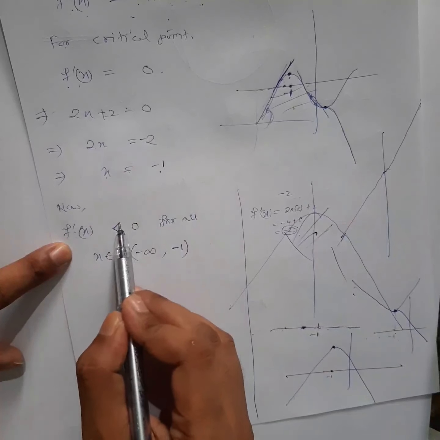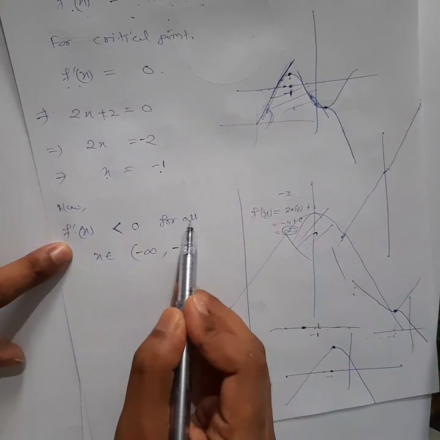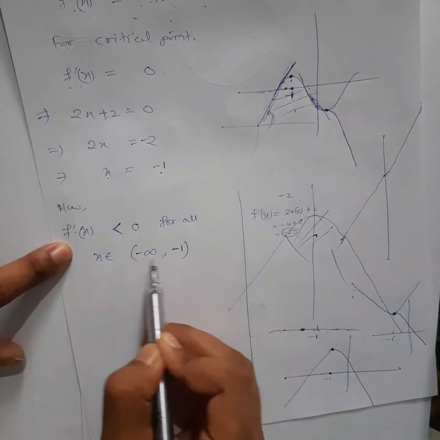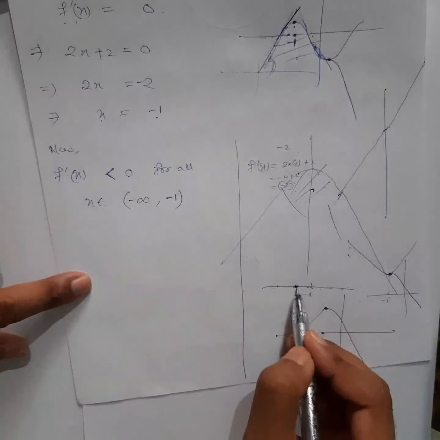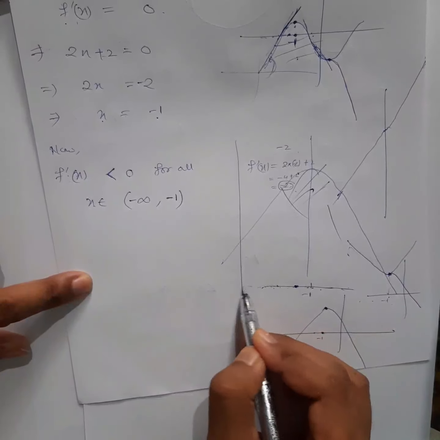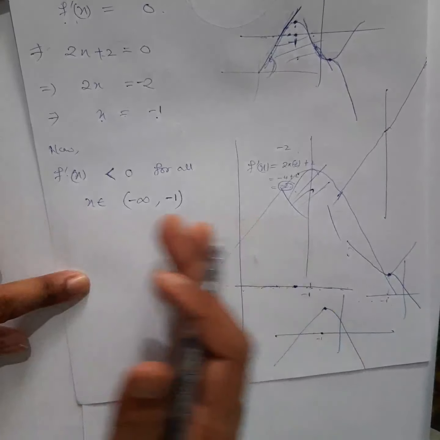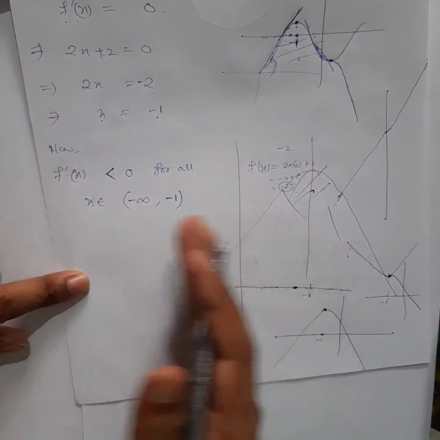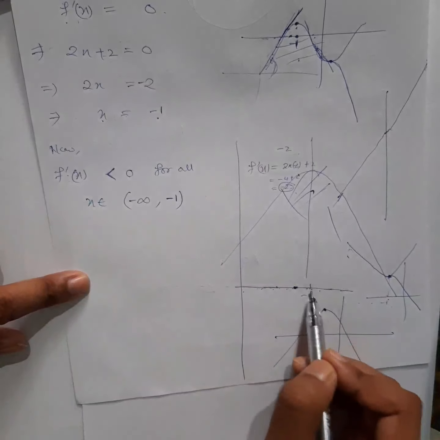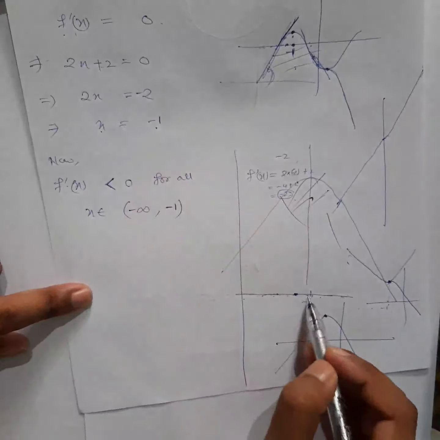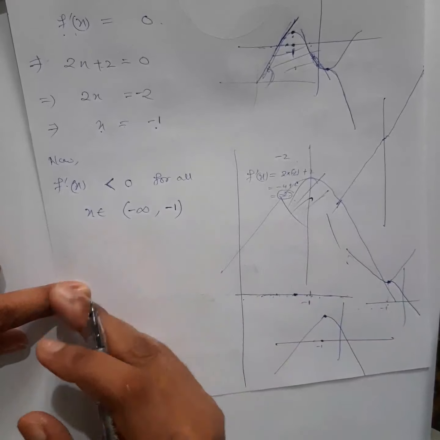Now f dash x will be less than 0 for all x belongs to this interval. I hope it's clear. X belongs to this means I can take anything from here, till minus infinity, whatever value you take. Because here you will not get the neutral point. The neutral point is only one, this one, minus 1. So the graph on the left will be either increasing or decreasing.